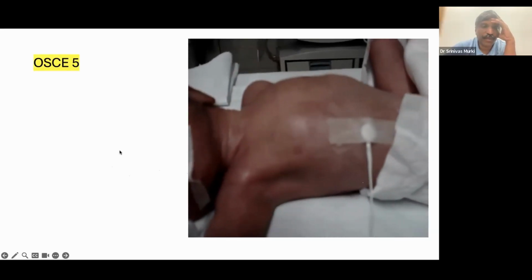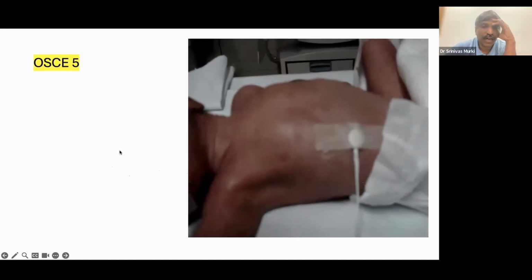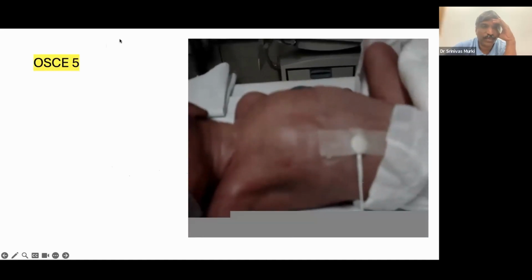The baby has just come. Preparations are being done for starting CPAP and or other mode of respiratory support in this baby.